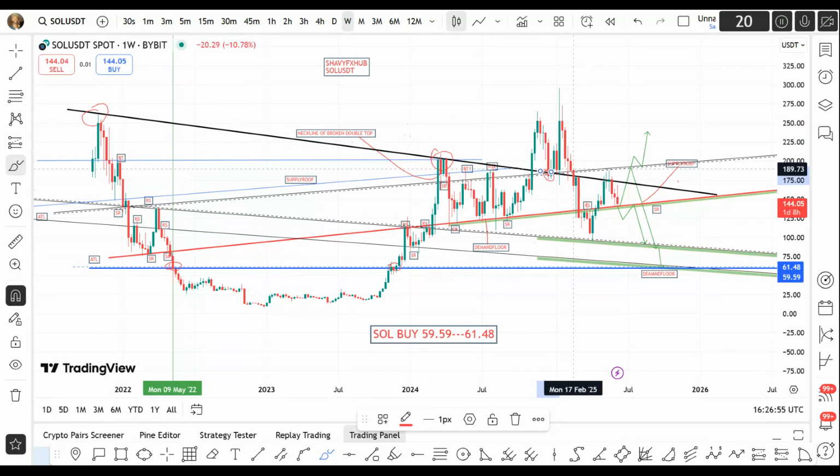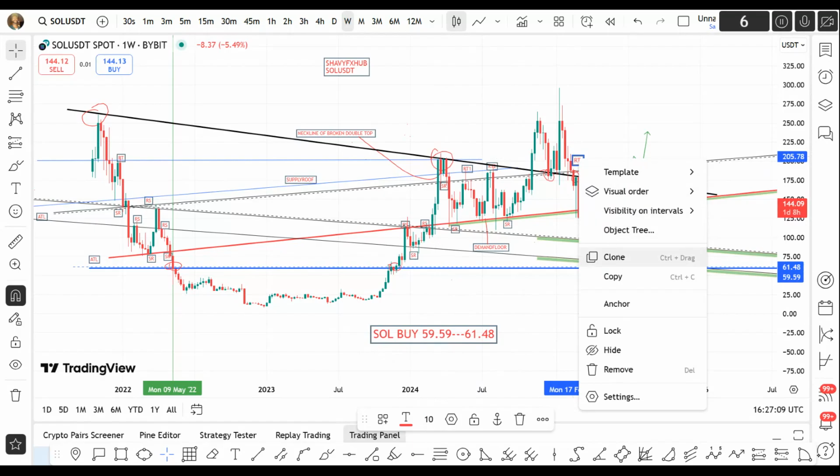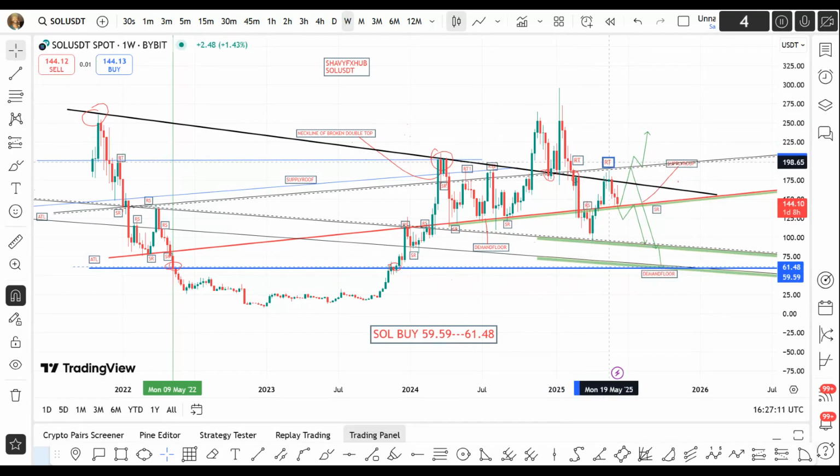Right? And after break of demand floor, what is here? Supply roof 1, supply roof 2. So I'm going to call it ROT1, ROT2. ROT1. So the market is very simple. Very, very simple. So that's SOL for you. To set your buy order 59.